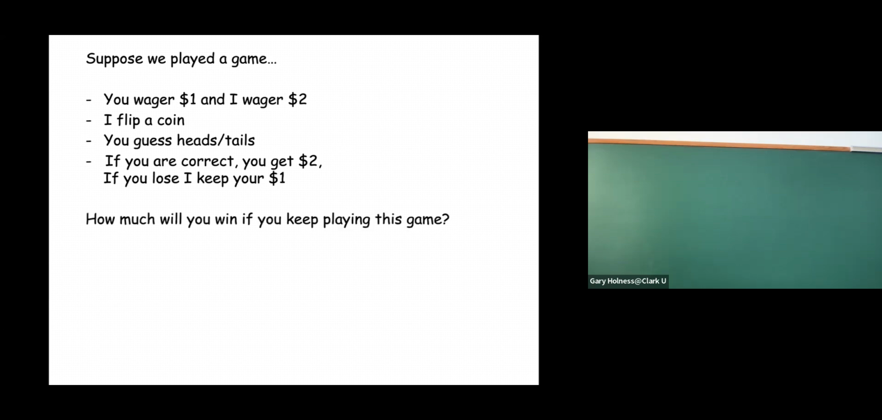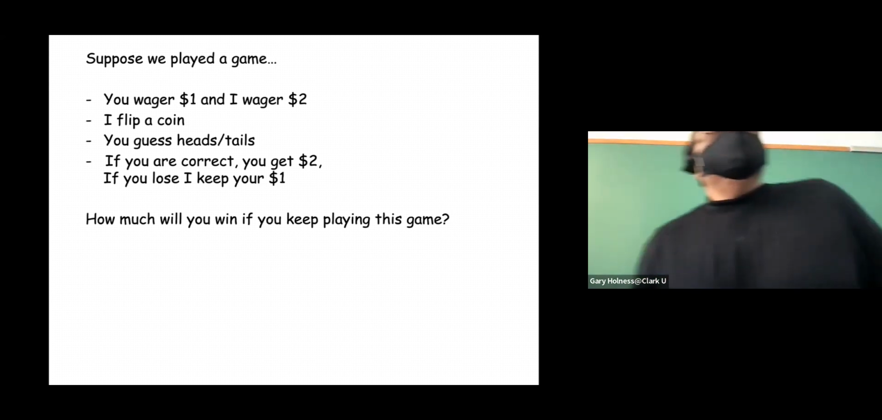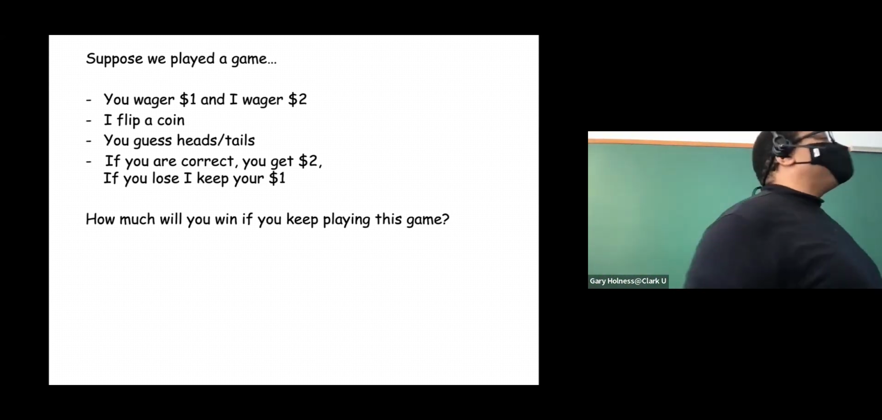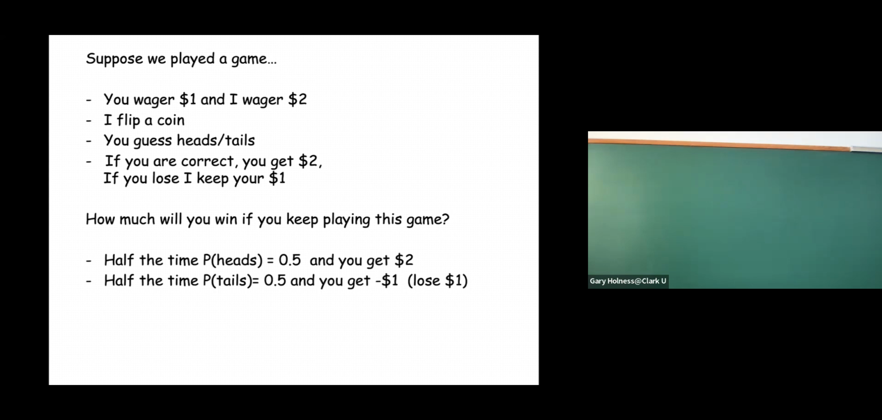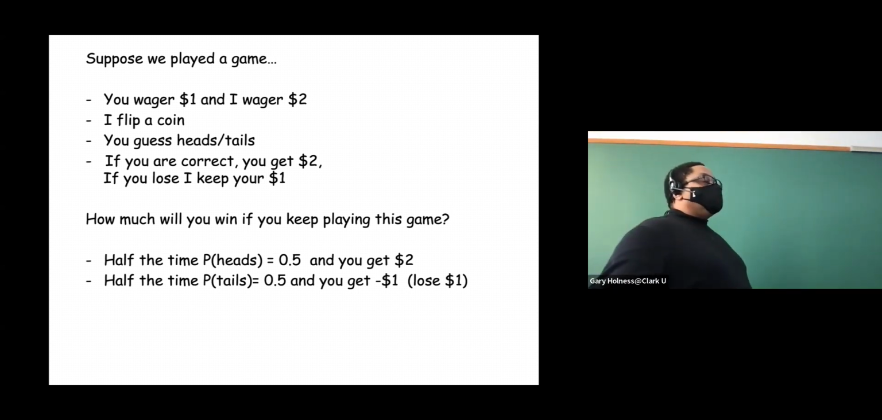Now, one of the questions you might want to ask is how much will you win or lose if you keep playing this game? When you win, that's a function that returns positive 2. If you lose, the money you get is -1, right? So what is very helpful for us, among our probabilistic averages, is this idea of the center of the distribution, the expectation. Half the time, the probability of heads is 0.5, and your money function has a value of 2. The other half the time, the probability of tails is 0.5, and you get -$1.